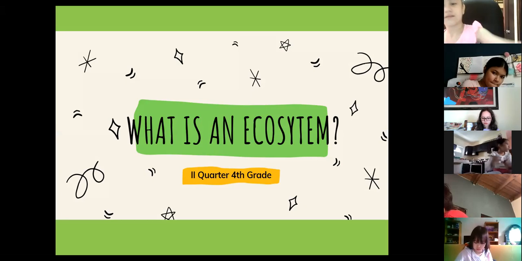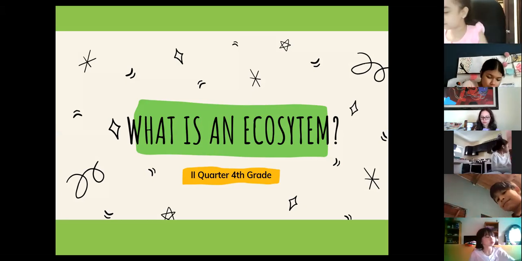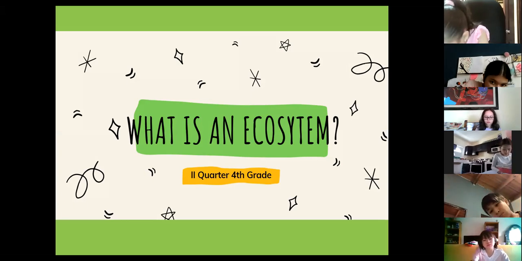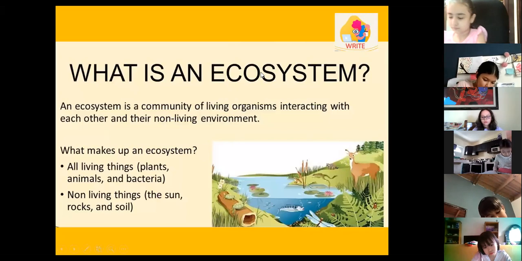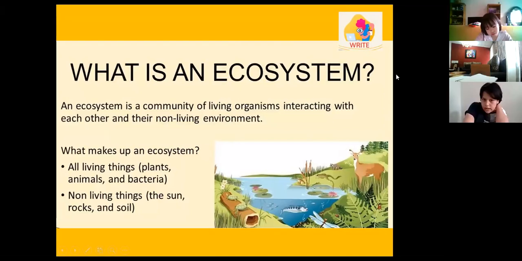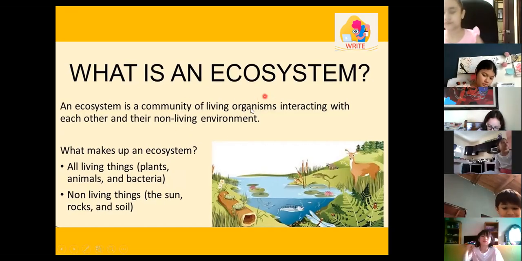Okay, remember the topic, I'm going to send it also through the chat. It's what is an ecosystem? I finished the copy. Excellent. Now, you also have the topic here, so don't worry if you don't finish. We're going to copy everything that is on the slide. We're going to write the definition of what is an ecosystem.